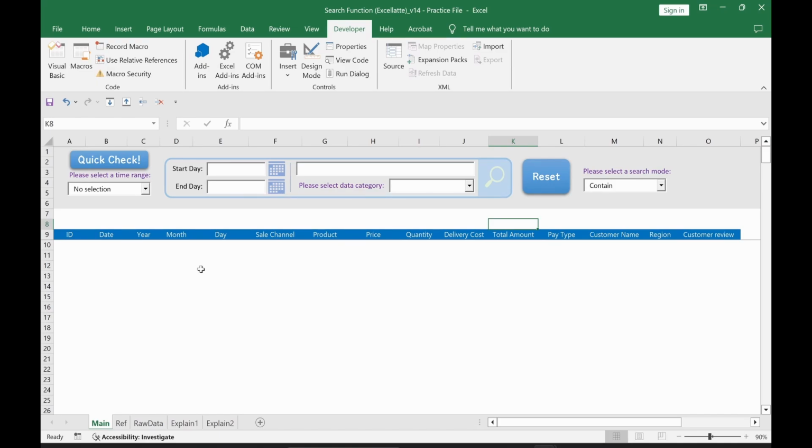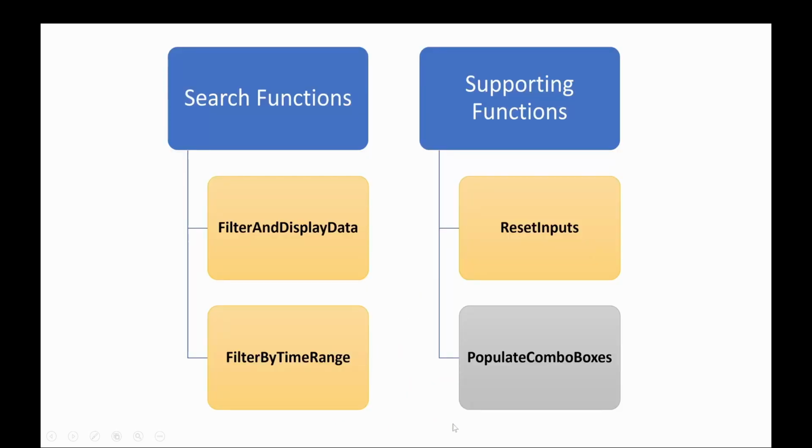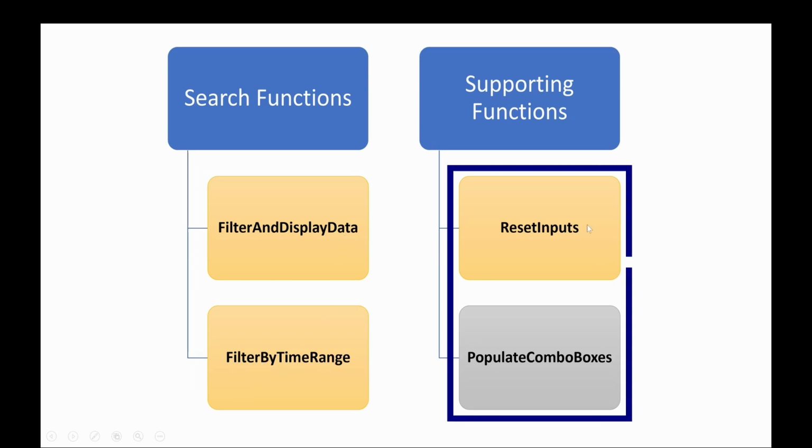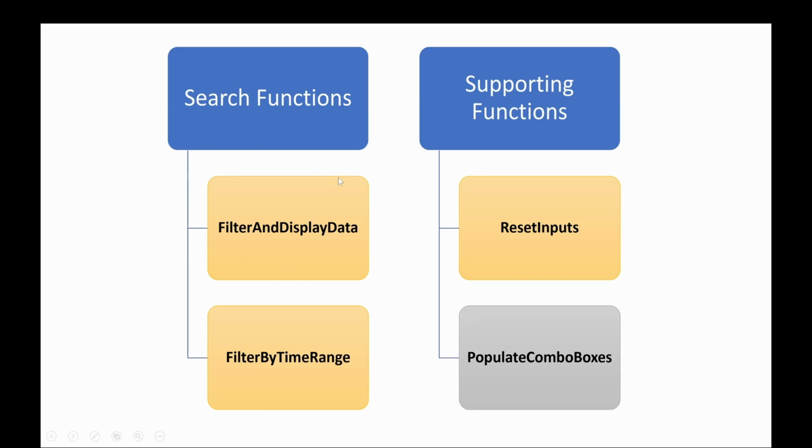Let's move on. Before starting actual coding, I would like to share an overview. We saw these 2 modules. In case of the search function, we are going to have the filter and display data sub. The other one will be filter by time range. In the other module, which is supporting functions, we are going to create a reset function called reset input, and 3 populate boxes. This is already done, so that's why I put a different color. We will start with the filter and display data part first.